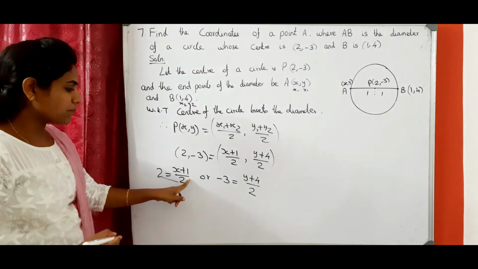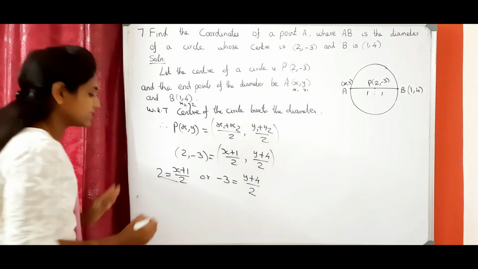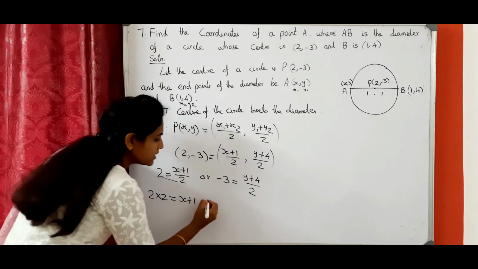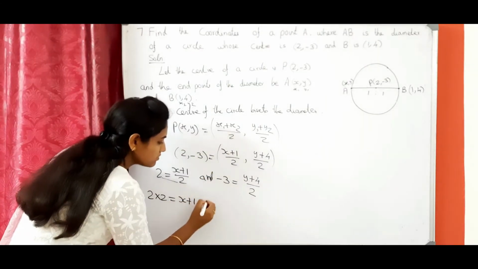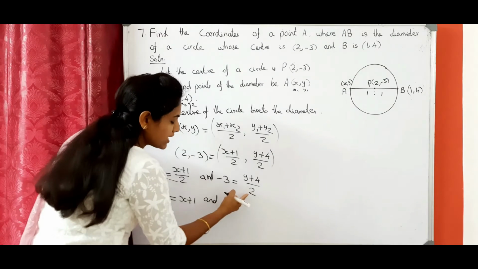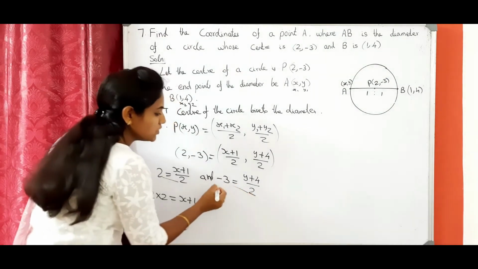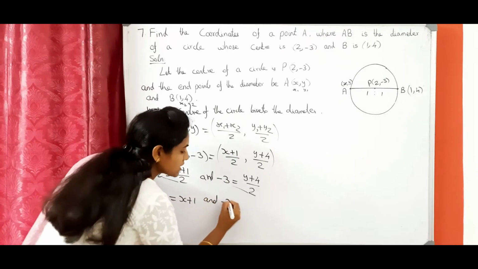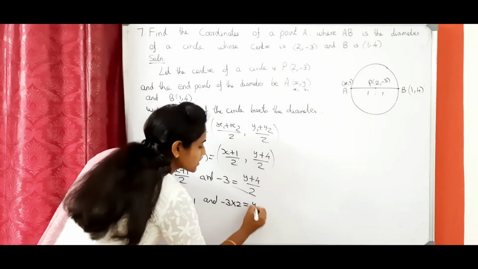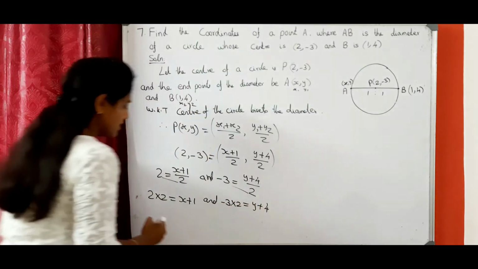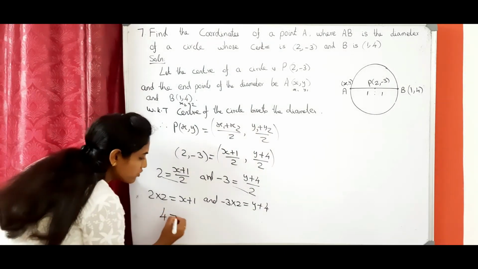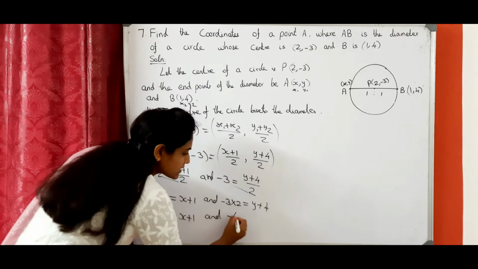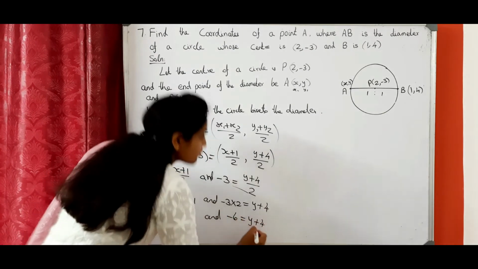Next I am taking this 2 to this side. Here division means there multiplication. So 2 into 2 equal to x plus 1. Again I am taking this 2 to this side, division means multiplication. So -3 into 2 equal to y plus 4. Next, 2 into 2 is 4. So 4 equal to x plus 1 and -6 equal to y plus 4.